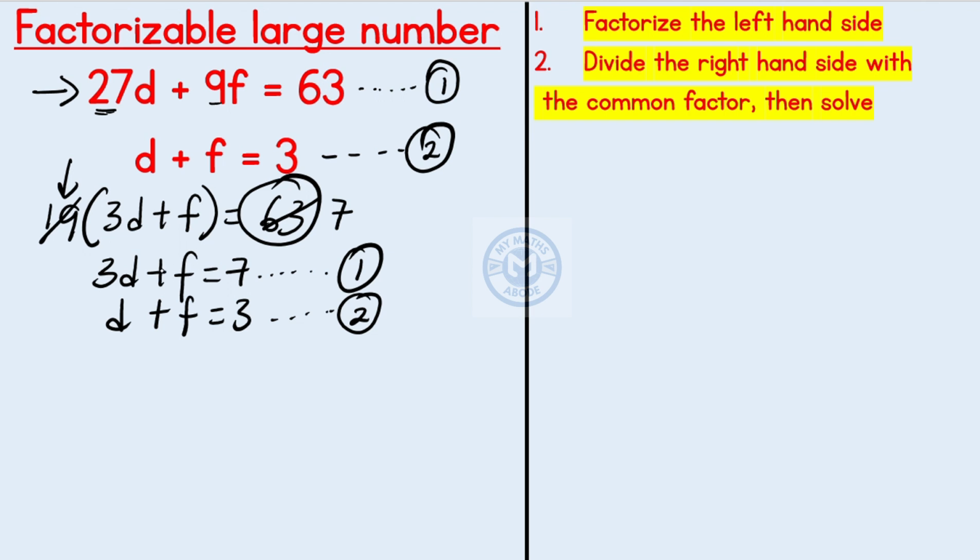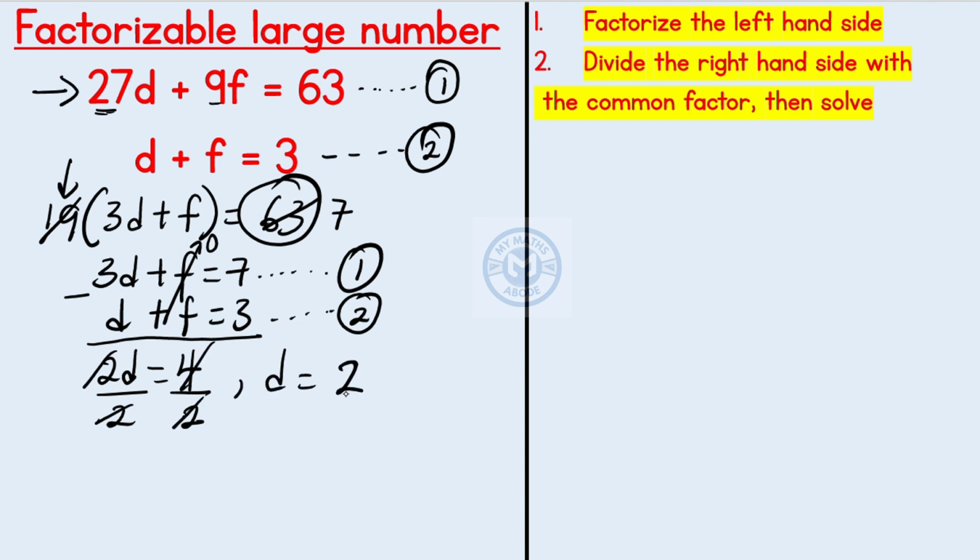Now I will observe the signs: positive, positive, so I'm eliminating with a negative sign. So I'll have 3d minus d will give me 2d. f and f will be 0 automatically. Then 7 minus 3 will give me 4. So I'll divide both sides by the coefficient of the unknown, which is d, and then my d will be equal to 2.